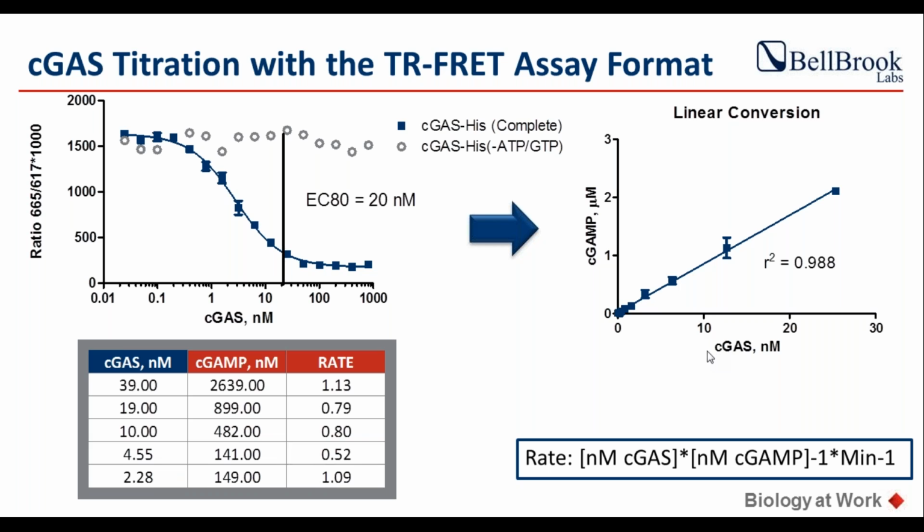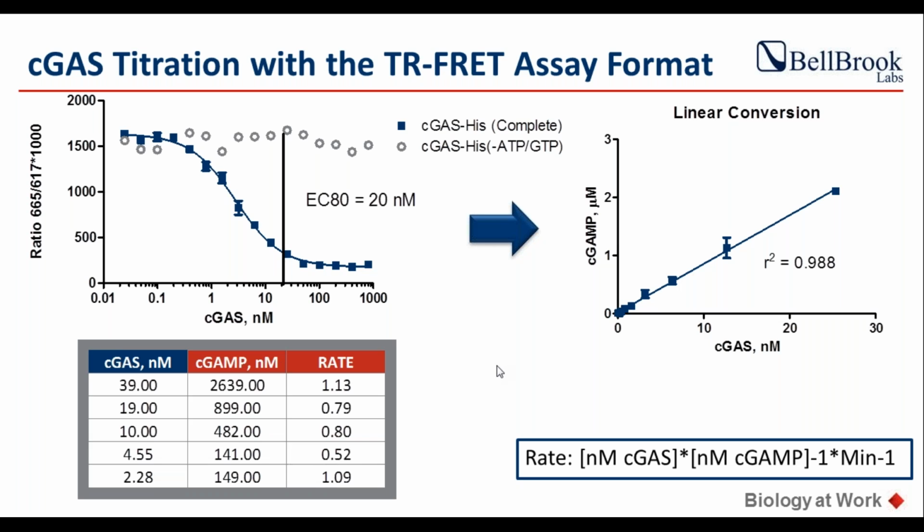Now, moving to the TR-FRET format, I'm sure you'd be wondering, is one format better than the other? Not really. They both perform quite similarly. Here is a titration of the same cGAS enzyme in the TR-FRET format, and you get the same similar rates that you see with the FP assay. Once again, this is also nonlinear because it's a competitive binding assay where the cGAMP has to compete with the tracer and kick it off. That's what it means. It's a nonlinear assay, and you can see the linearity when you run the standard curve. So both these assays perform very similarly.